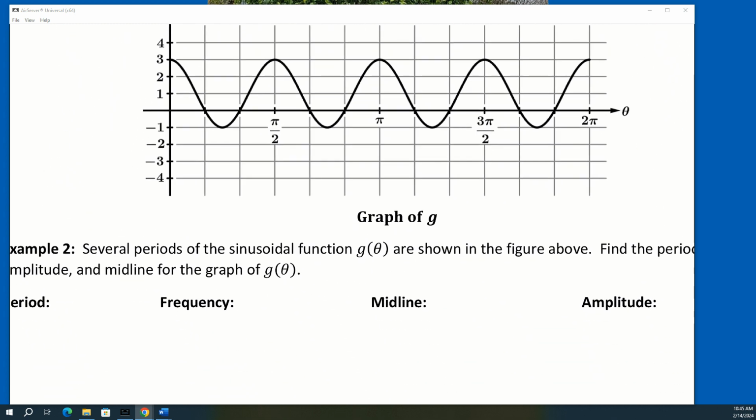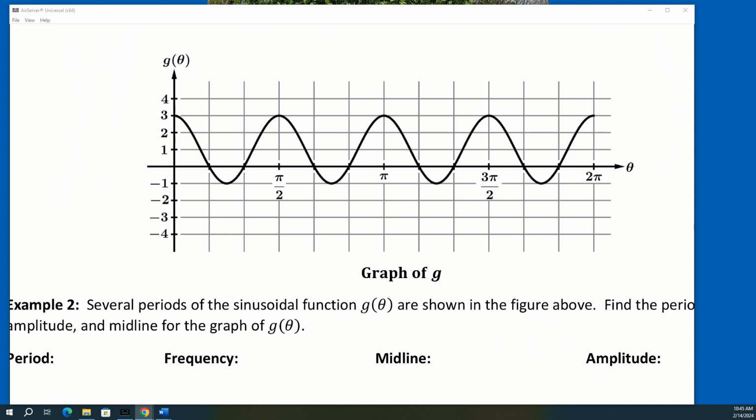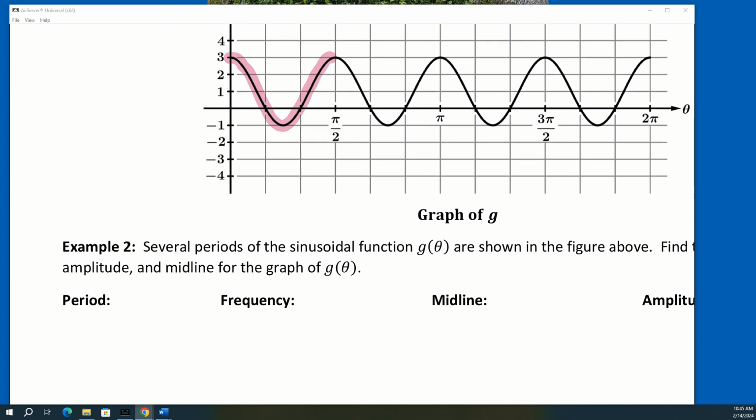All right. Let's look at example 2. All right. So I'm going to highlight one period. Does that look like a sine or a cosine graph to you? Yeah. So that's a period of cosine. How long did it take to complete? Pi over 2. Good. All right.